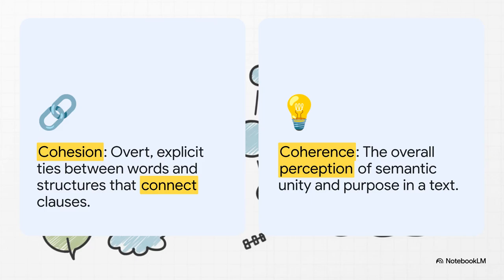Cohesion is the stuff you can actually see and point to on the page. It's the nuts and bolts, the specific words and grammar that link sentences. It's like the individual stitches in a quilt. Coherence, on the other hand, is the bigger picture. It's that overall feeling you get that the whole thing makes sense, that it hangs together. It's the beautiful pattern on the quilt that you only see because of all those little stitches. So bottom line, cohesion helps build coherence.